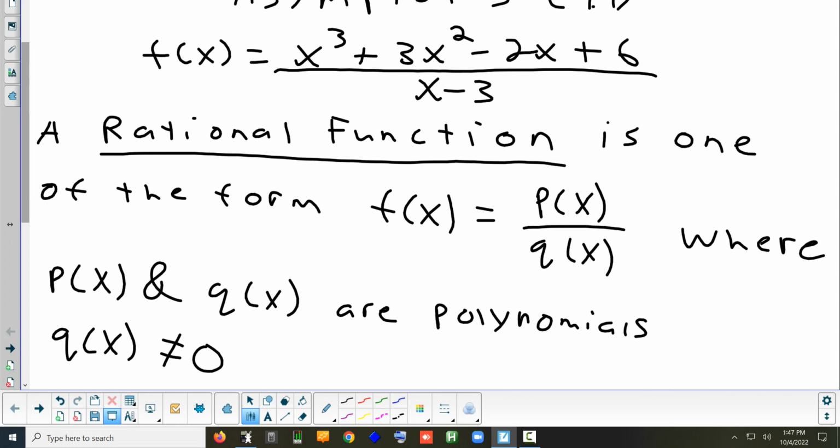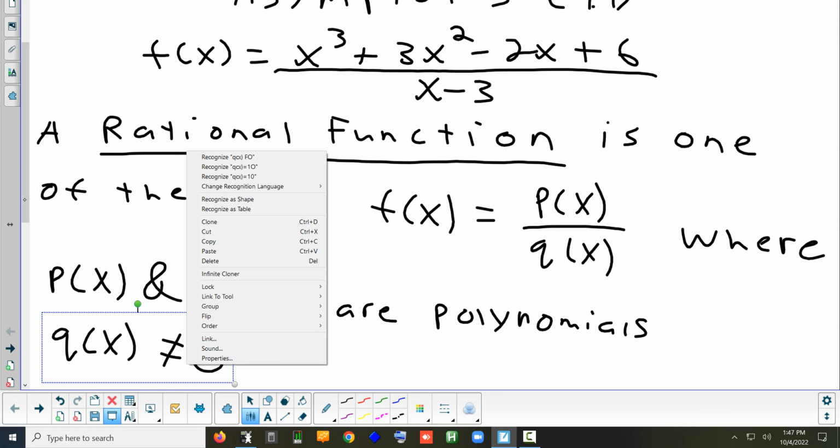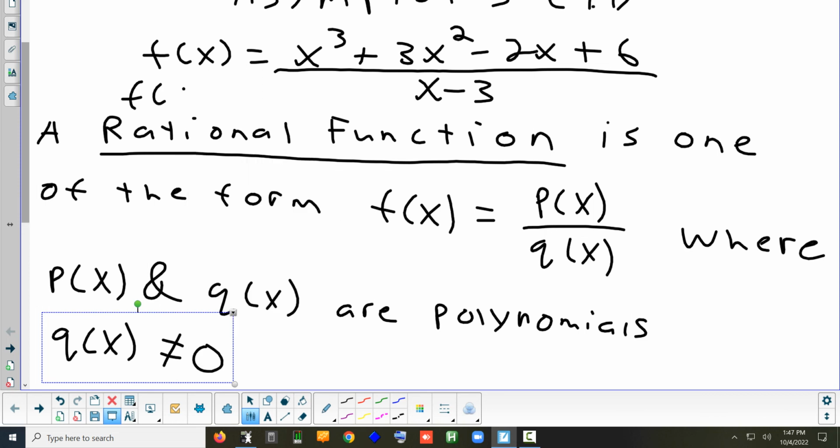And at first you might think, well, wait, can a polynomial just equal a number? Sure. If you have f of x equals 3, that's called a constant polynomial. It has no variables in it. So yes, polynomials can just be as simple as a number. They can be as complicated as having things cubed and squared and that stuff too. But that's called a rational function. It's when you take a polynomial and divide by another.